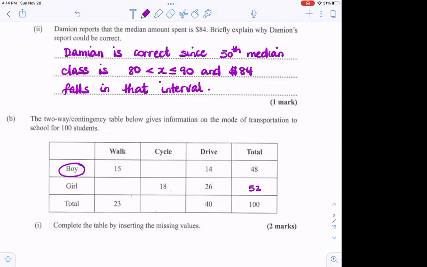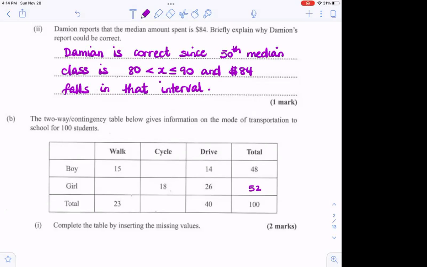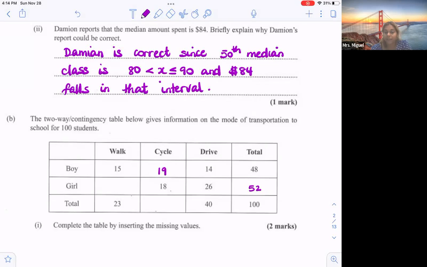Very good. What shall we fill in the table? If this plus this plus this will give me 48, how much is this here? These three add up to 48. How much is this part here? 19. That's 19. Very good. Excellent. 19. We go in again. This plus this plus this will give me 100. What is the value there?